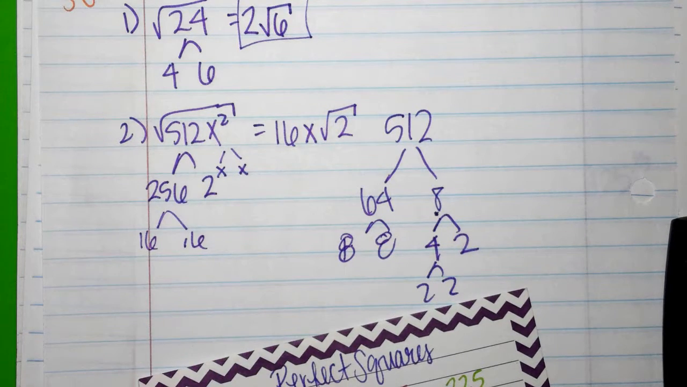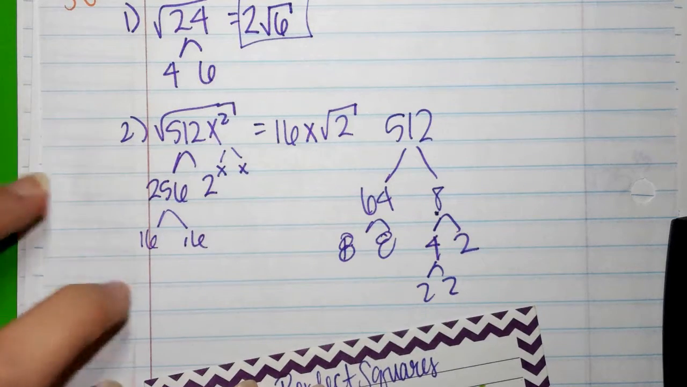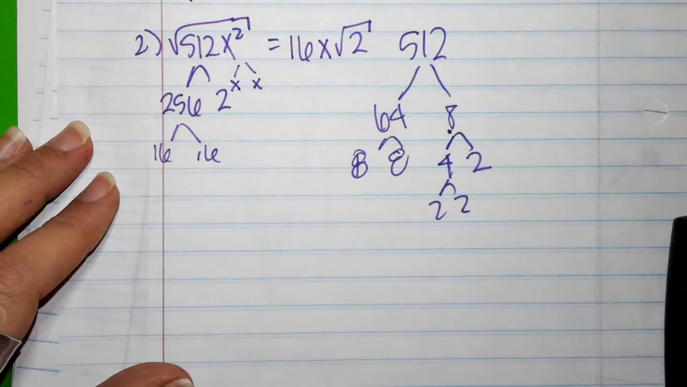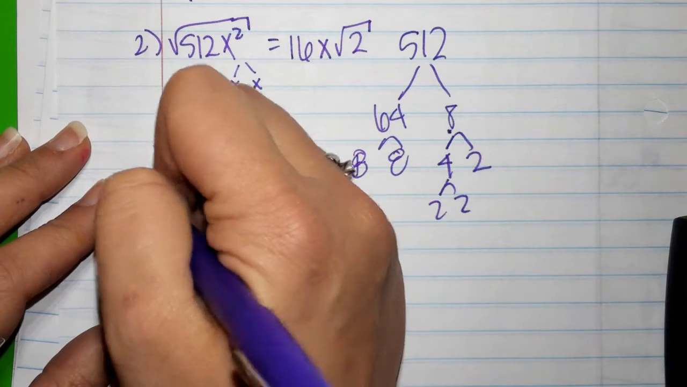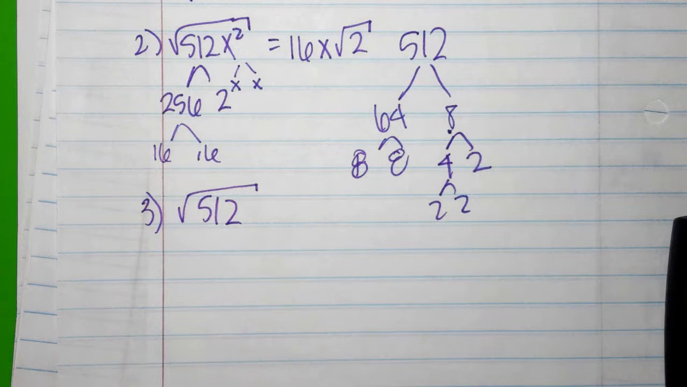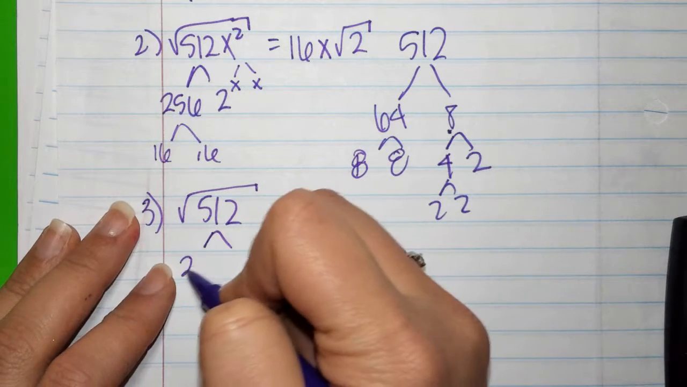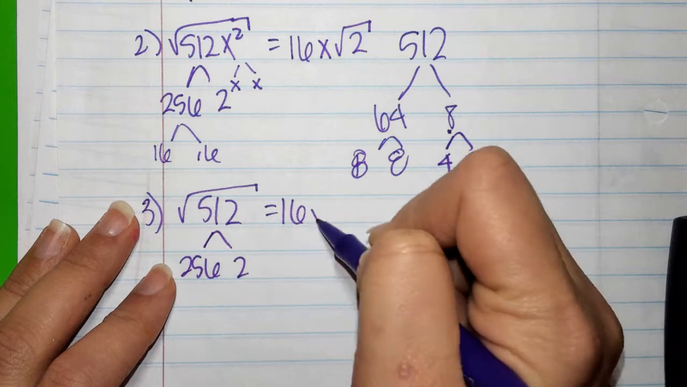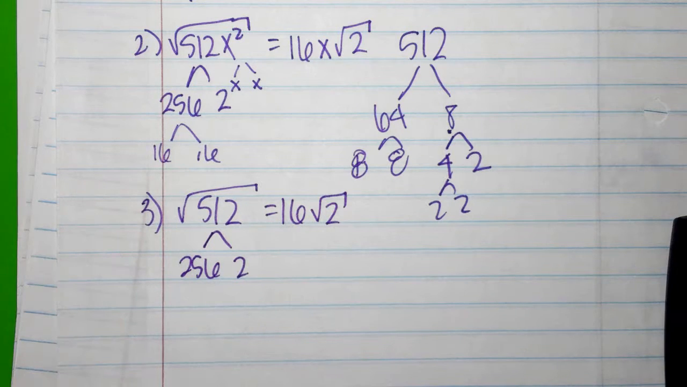Now, this is not something that you're just going to automatically know. This takes practice. So if you don't get it right now, that's perfectly okay. We're going to keep practicing. So what if I wrote just 512 with no x? 256. And then 2 will be on the inside, and then 16. That's it.